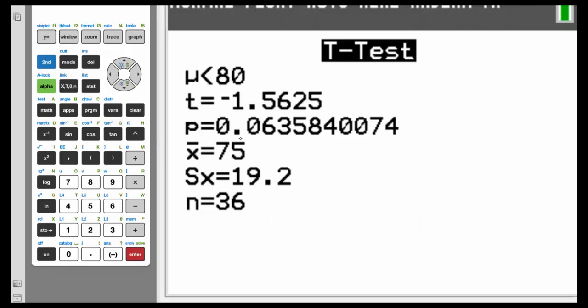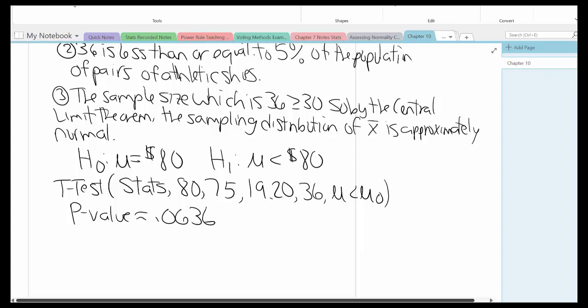Highlight calculate, hit enter. So the p-value is 0.063, rounding up to 6. So let's put that on our paper now. Okay, so now we're going to compare the p-value with the error. So clearly in this case, this decimal is less than 1/10. So we're going to reject the null hypothesis.